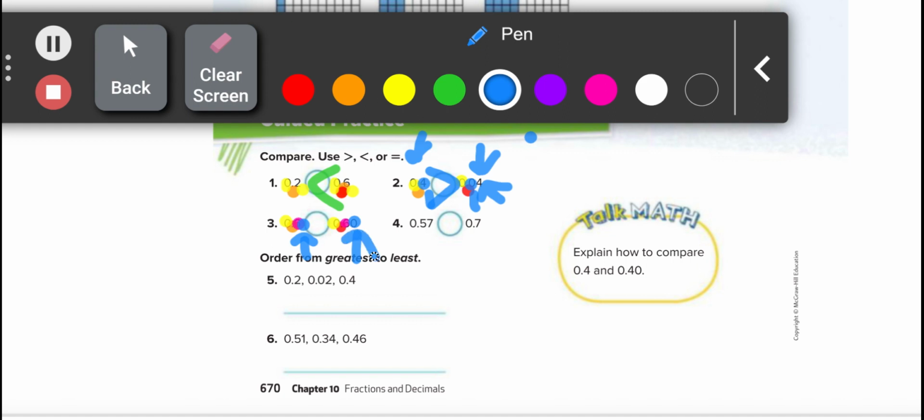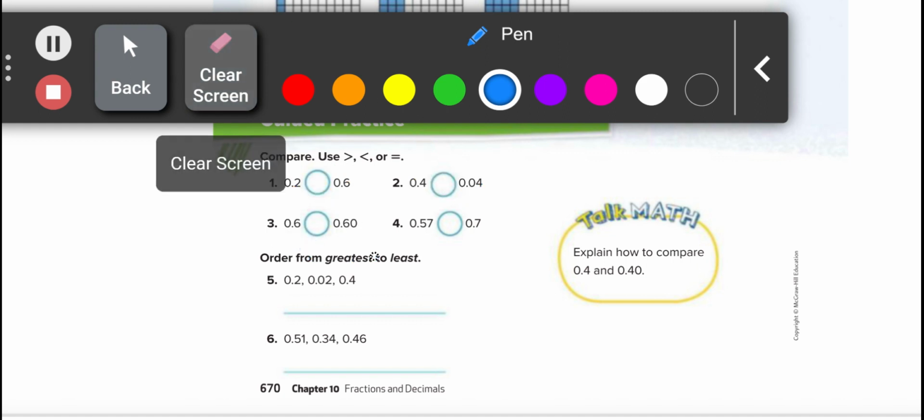Guess what? Hopefully we said these are equal to each other because this is 6 tenths and this is 60 hundredths. And hopefully from the previous lessons, we've learned that those two are equivalent.